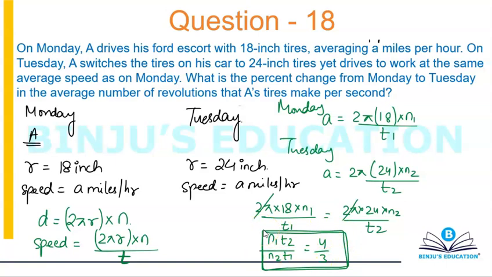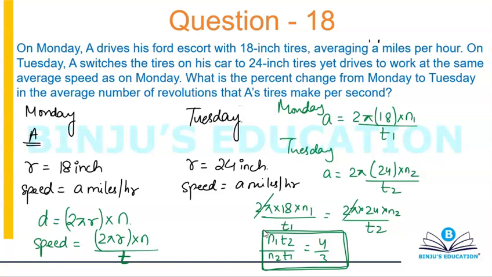Now, if you read the question carefully, the question is what is the percentage change from Monday to Tuesday in the average number of revolutions that A's tires make per second? The question is about per second. It's not about the percentage change in the difference of total number of revolutions. The question is per second, because here T1 and T2 are also making a difference. As of now, we are unable to eliminate T1 and T2, because we have no information regarding the time taken.